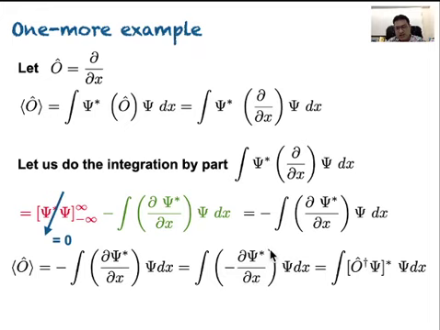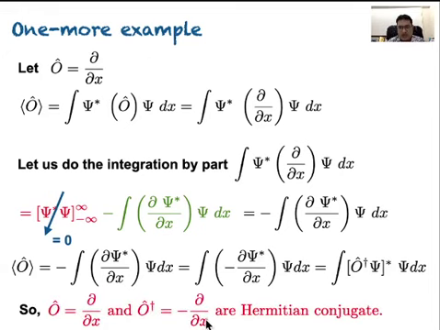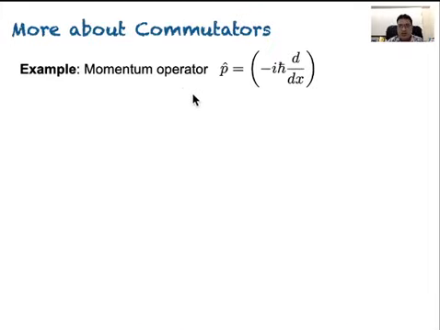And then it is easy to show that O dagger psi whole star is this one times psi. So then it is straightforward to show that the conjugate of d over dx is minus d over dx. So d over dx and minus d over dx are the Hermitian conjugate of each other. Okay, so now this is another operator, let's say the momentum operator.